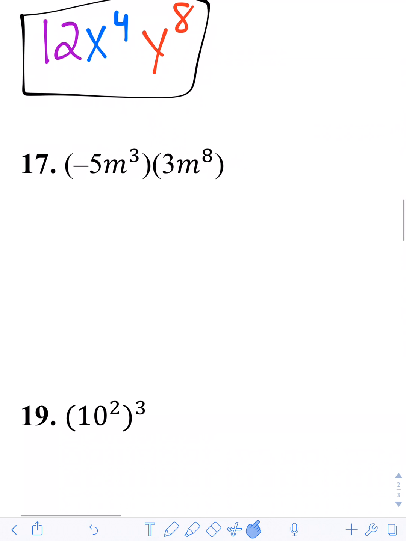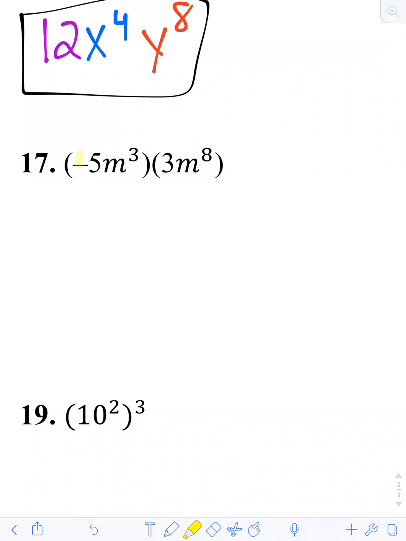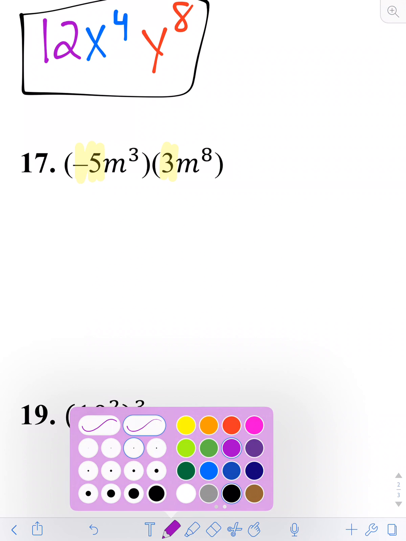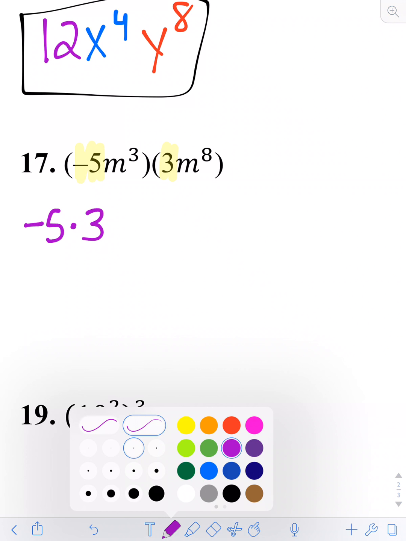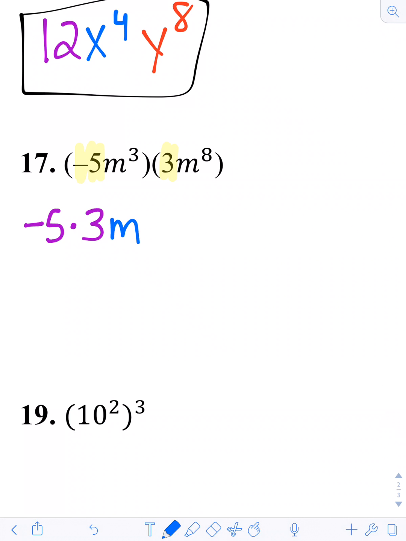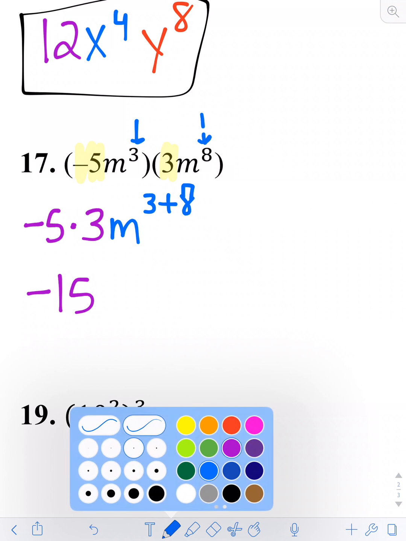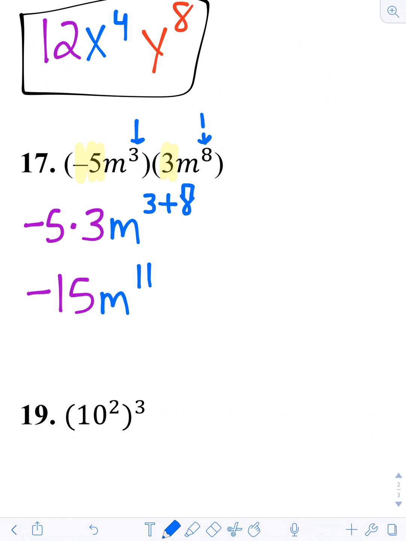Okay. So the next one. If it helps to highlight, y'all know y'all can use colors, even on your test, y'all know I allow that. So here we go. We have negative 5 times 3. And then the only variable that I have here is m. My exponents are 3 and 8. So I'm going to do 3 plus 8. That's an 8. Okay, and so we're going to simplify. That's negative 15, and this is m. 3 plus 8 is 11. So m to the 11th power.